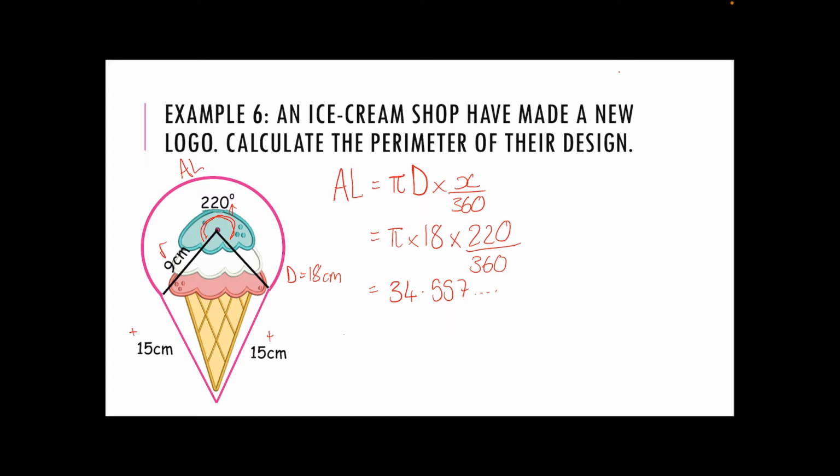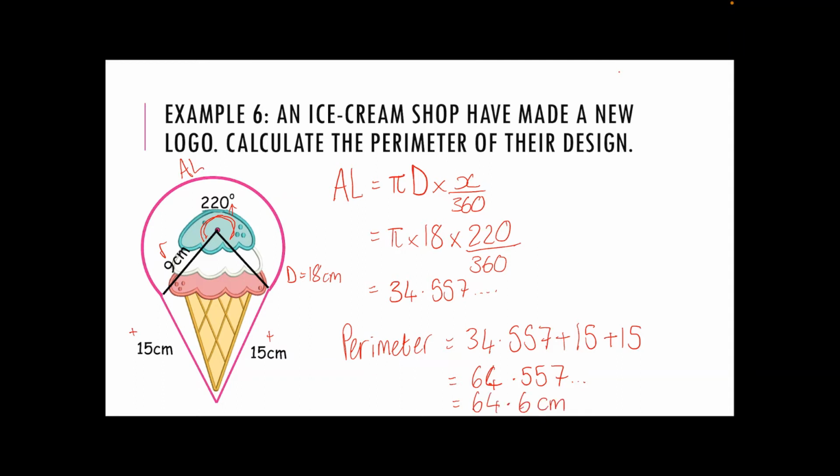Our full perimeter though is your 34.557 plus 15 plus 15, because that's us going round the full outside of that circle, the dark pink line there. So that's going to give us a 64.557, and it hasn't asked for anything, but I'm just going to round it to 1 decimal place to give us 64.6 centimetres for the perimeter of the design.